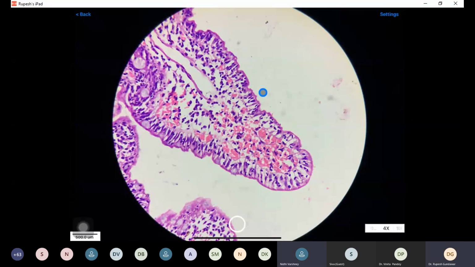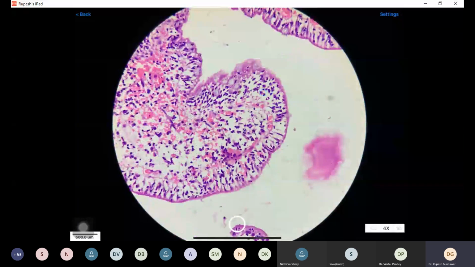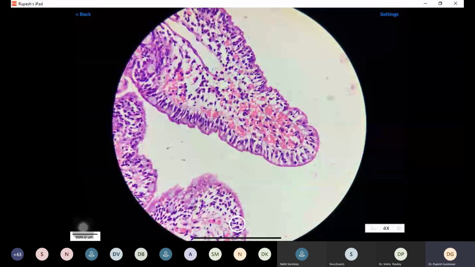Okay, sir. You have to count 5 tips and then make the average. But even if you go with your habit, even if you evaluate only 2 tips, you can easily evaluate for yourself that there is definitely an increase in IELs. Fine.